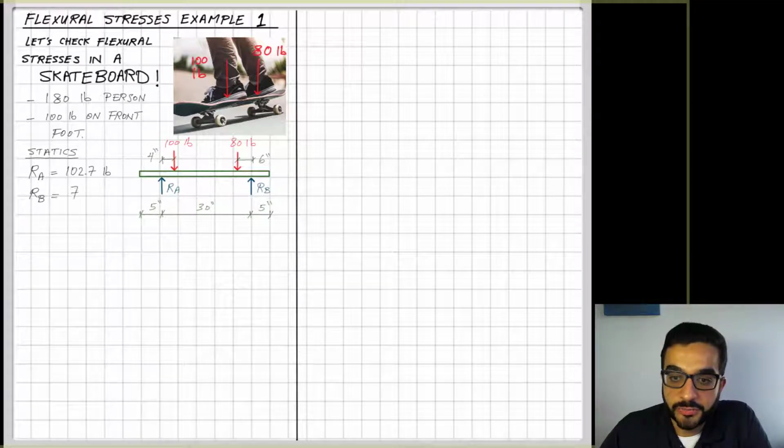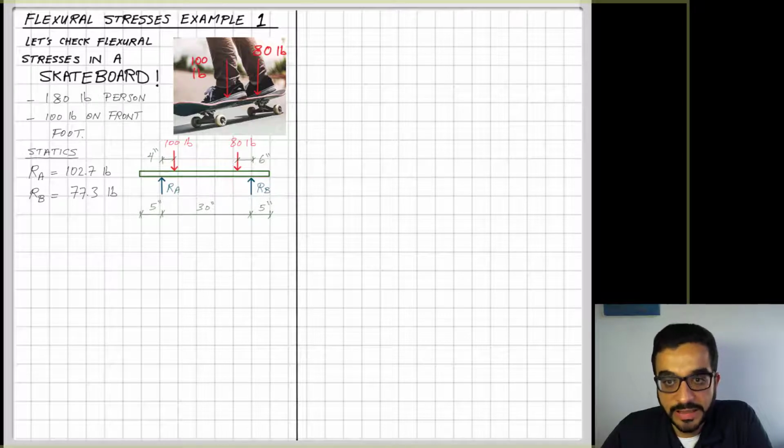And also you need to do statics, and I already did that because the problem here is not a statics problem, it is a strength of materials problem. But depending on the problem, you will have to do, of course, statics to figure out reactions and also the internal forces.